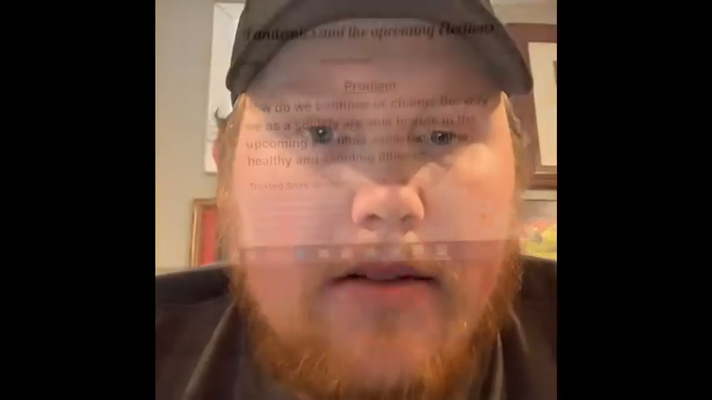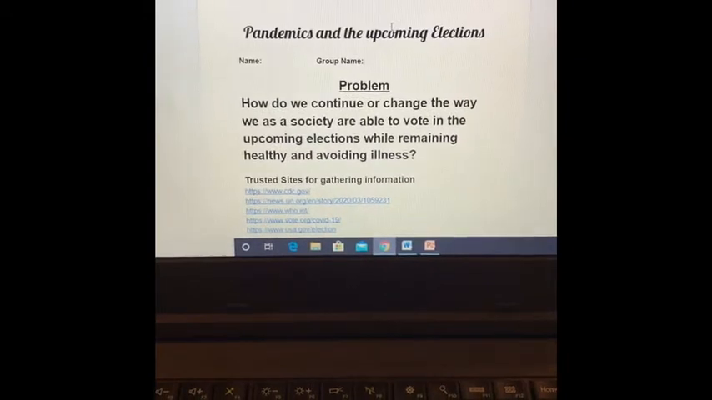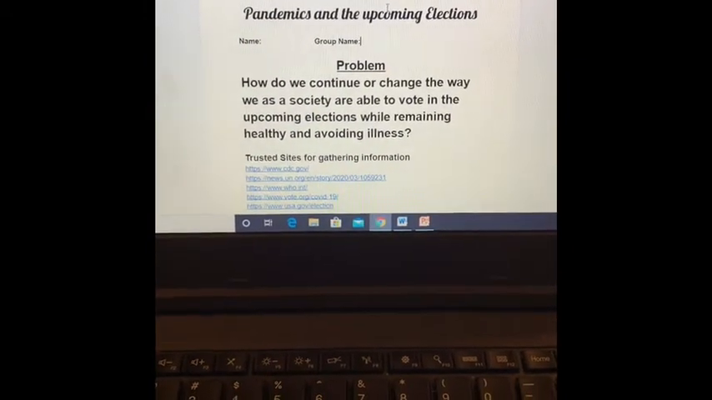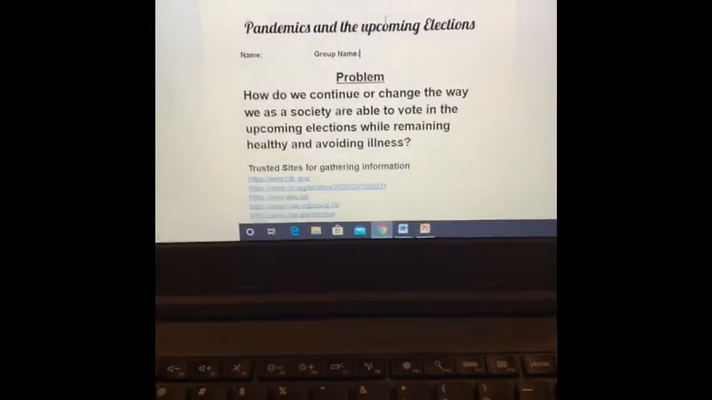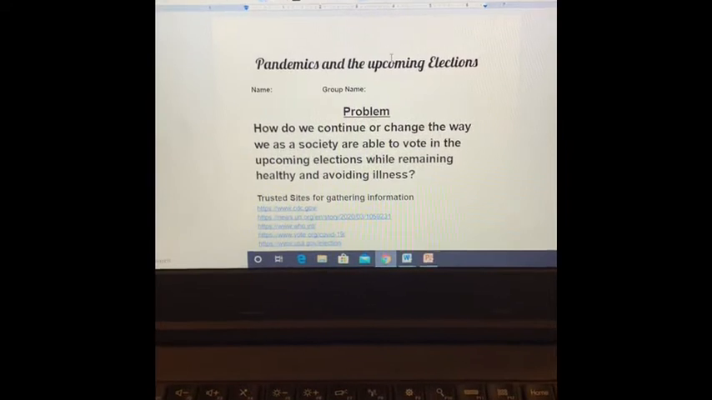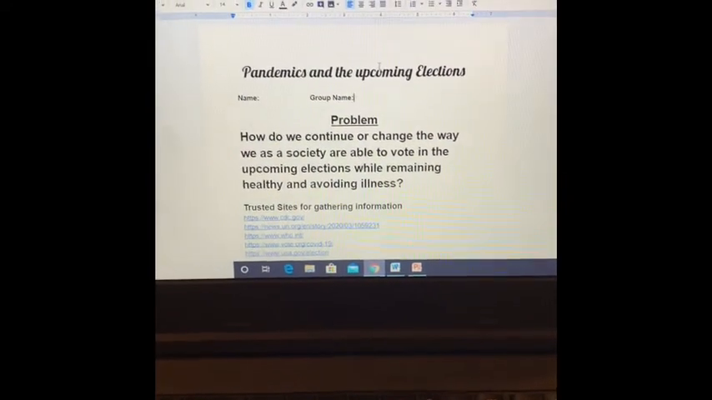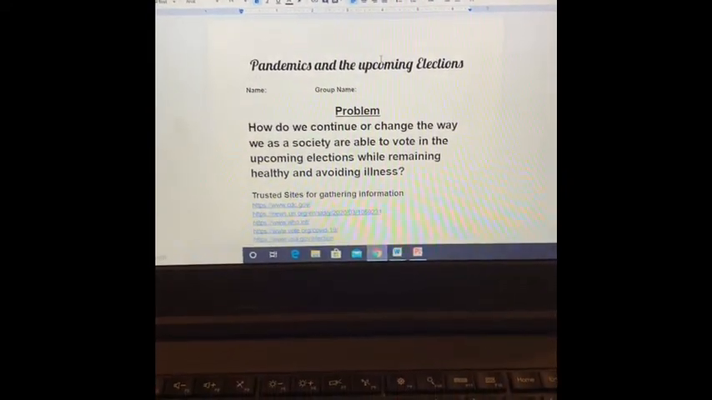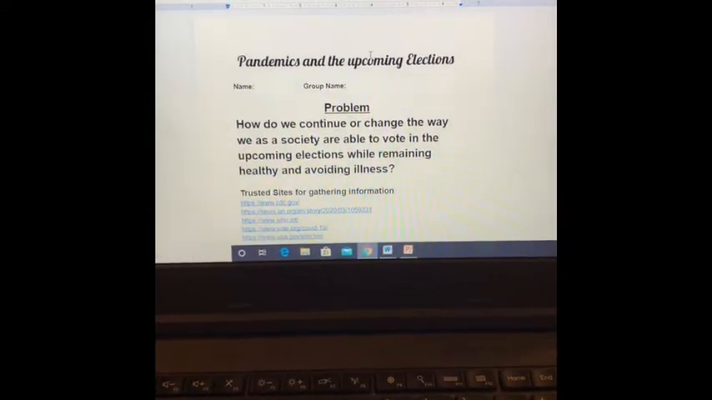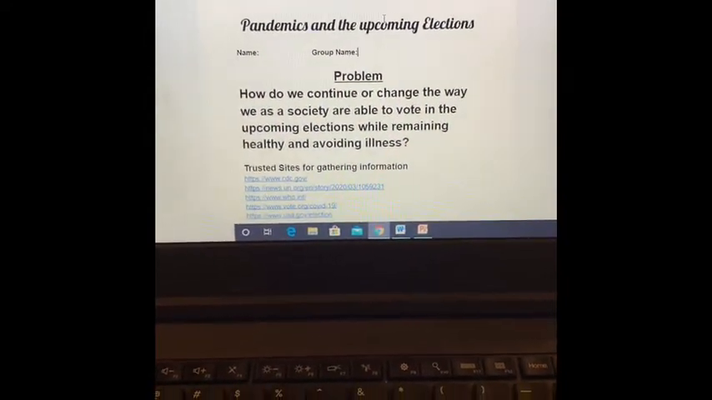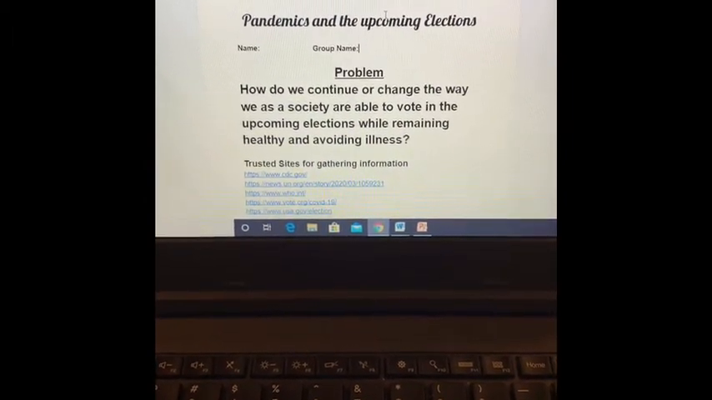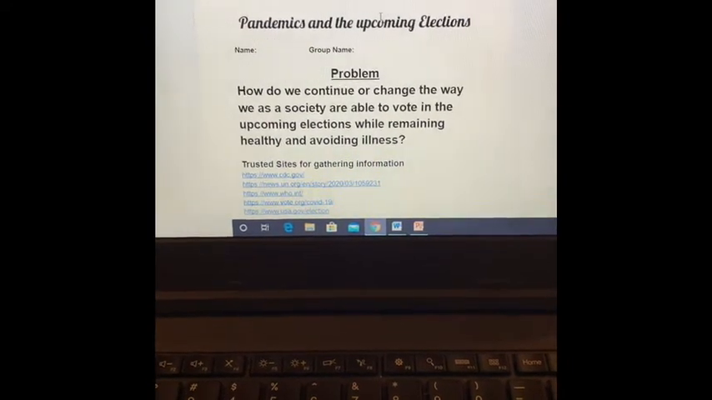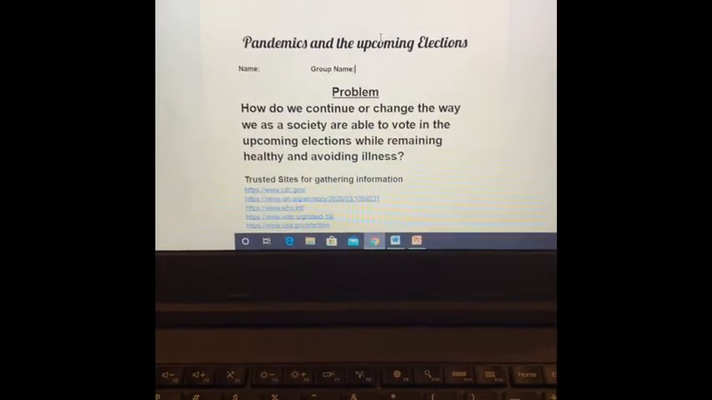So let's take a look at the worksheet that my class will be filling out. This is the worksheet that I would have my class do for this lesson plan, called Pandemics and the Upcoming Elections. So what we're doing here is we're taking a look at some of the current issues that we're dealing with here in America, most notably the COVID-19 pandemic. And then we're going to apply some of the knowledge that we'll be learning about the voting process, especially for the upcoming presidential elections that will be taking place here shortly.